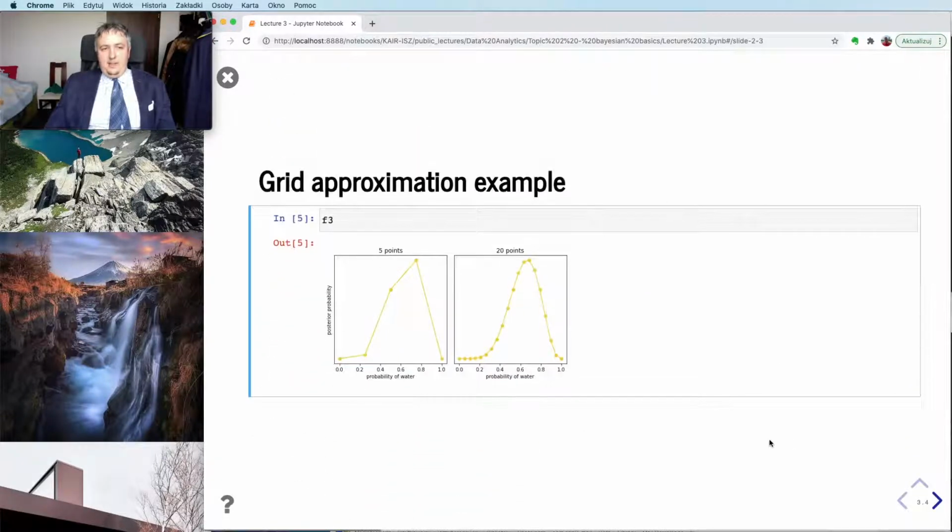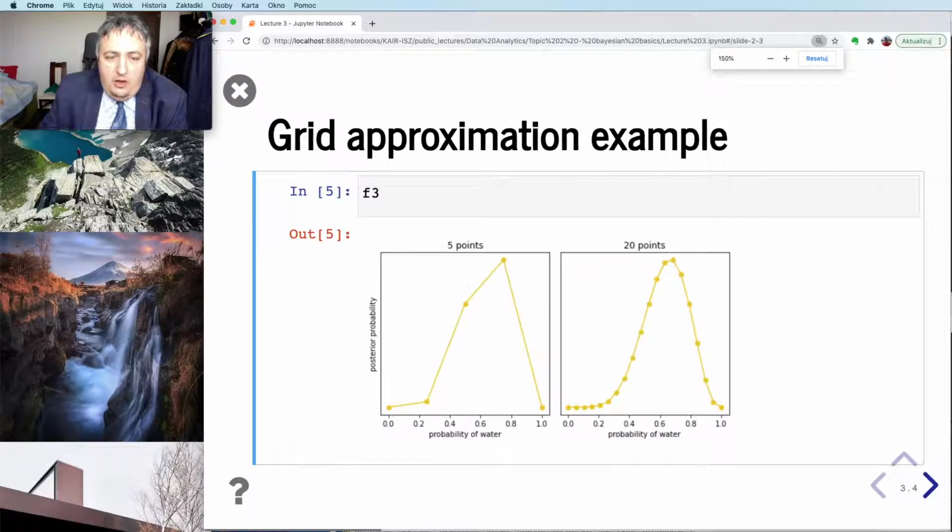Okay. So how would such an approximation look? Well, for 5 points, it will look like this. For 20 points, it will be much smoother. Again, like with any kind of computation, for example, in MATLAB.